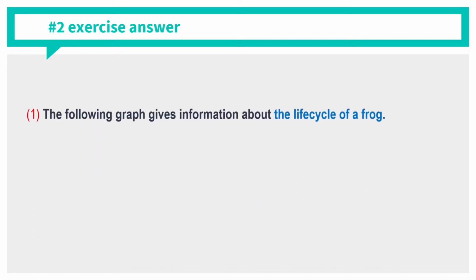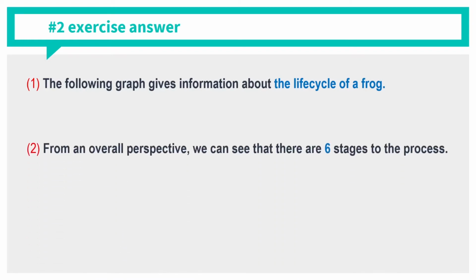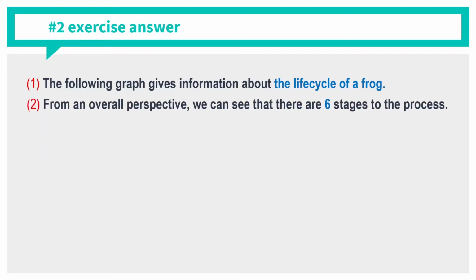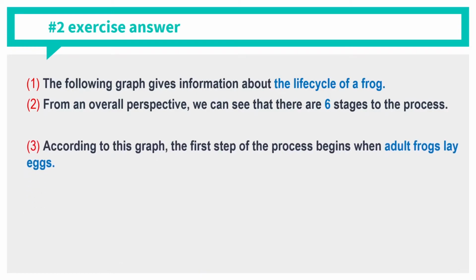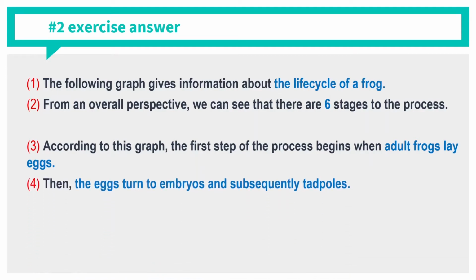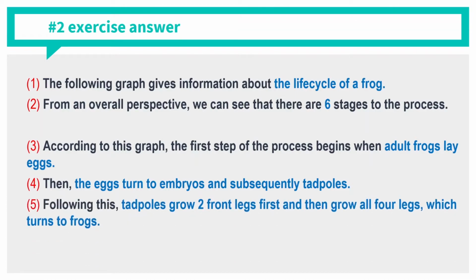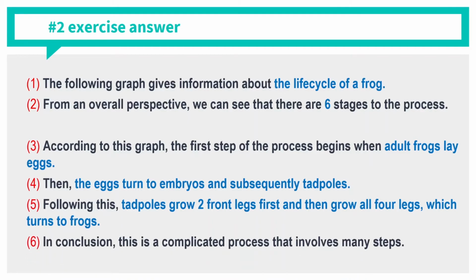Using this template, my answer is the following graph gives information about the life cycle of a frog. From an overall perspective, we can see that there are 6 stages to the process. According to the graph, the first step of the process begins when adult frogs lay eggs. Then the eggs turn to embryos and subsequently tadpoles. Following this, tadpoles grow 2 front legs first, and then all 4 legs, which turn to frogs. In conclusion, this is a complicated process that involves many steps.